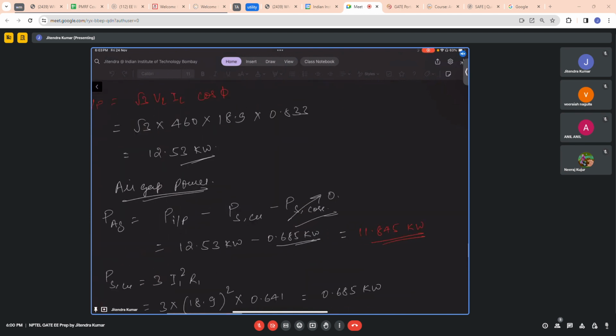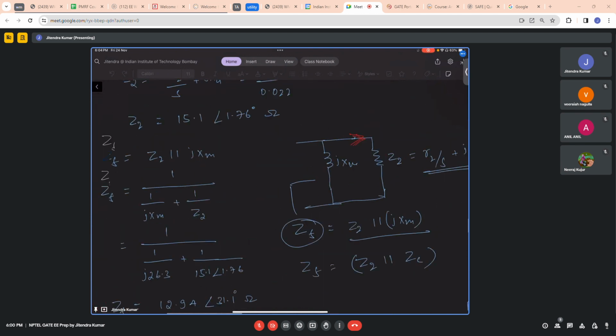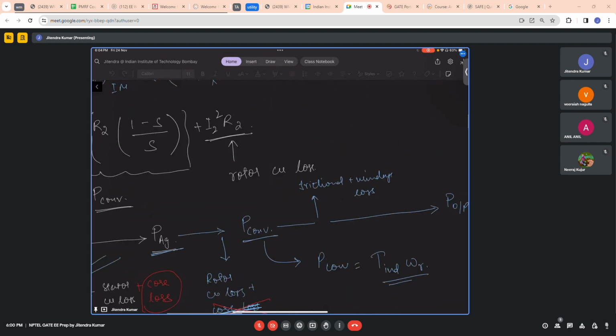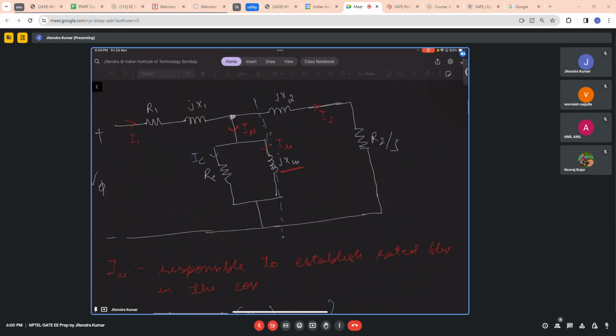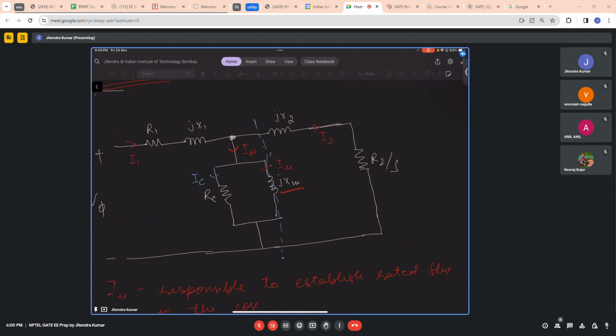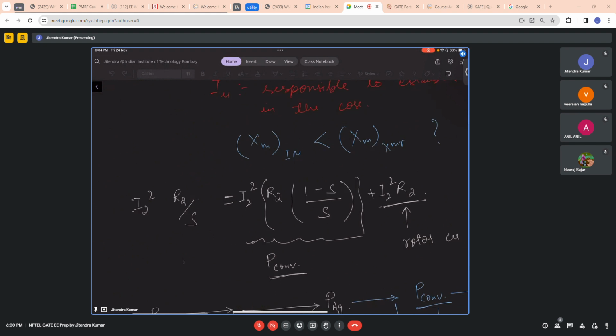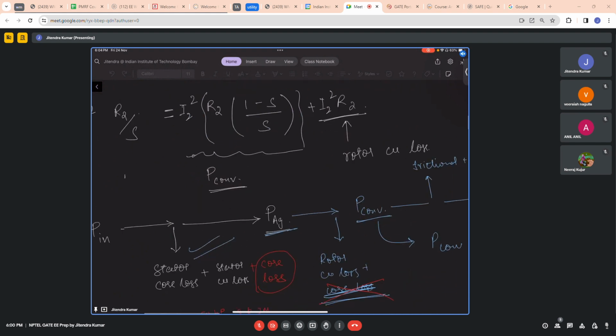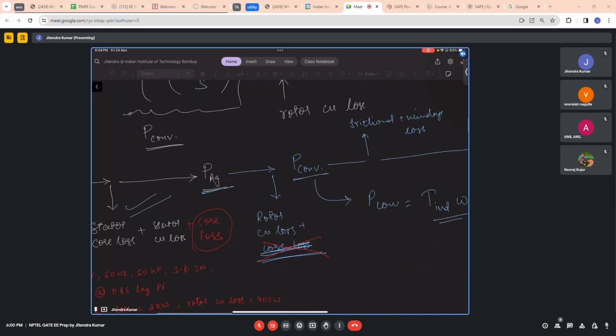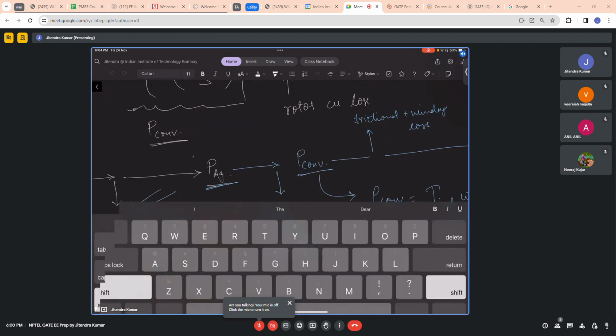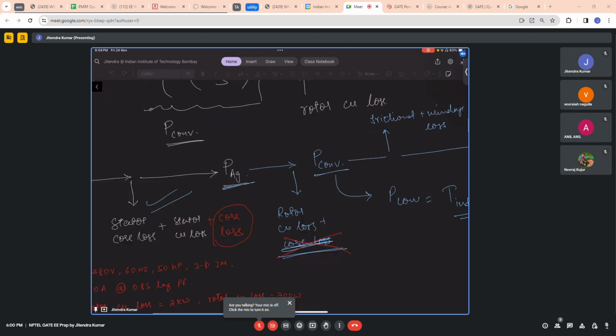So let me recapitulate what we learned in the last session. First we saw the equivalent circuit, and based on that we tried to find the air gap power and losses. What is the power flow in an induction motor? First, we will have some input power in the motor, and there will be certain stator losses, core loss and copper loss, and after that air gap power will be developed. After the air gap power, there will be rotor copper losses and core losses.